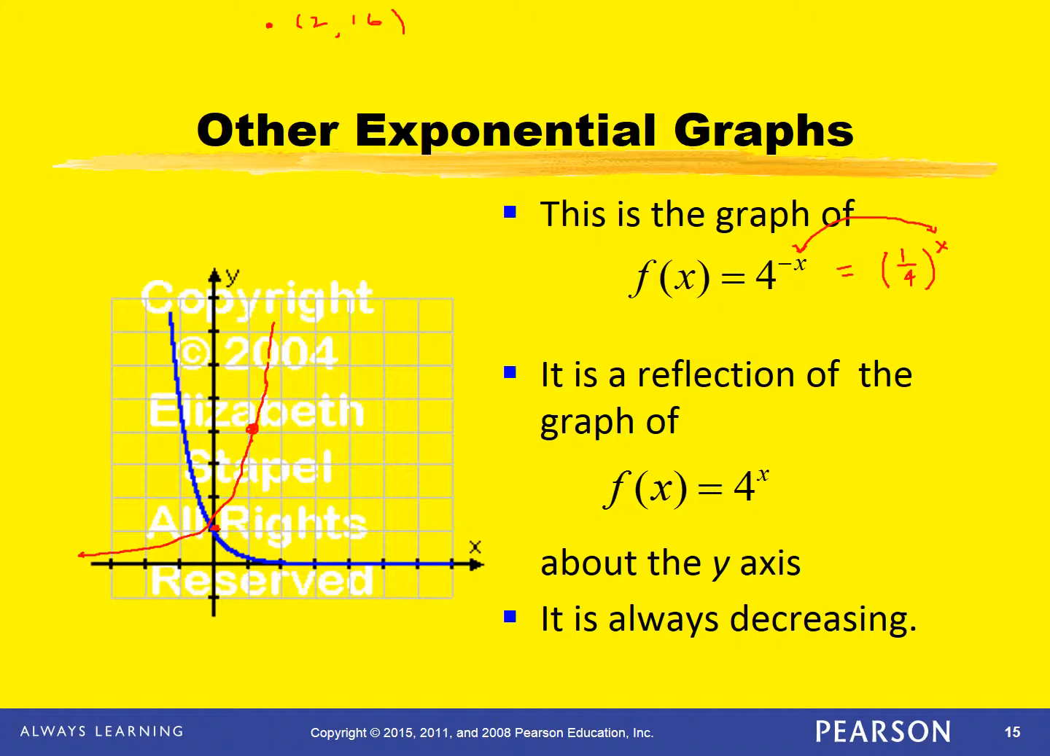And the blue graph is always decreasing. It's going downhill as we read from left to right. And as always, it passes through (0, 1), because when x is 0, y is 1. f of 0 is 4 to the negative 0, which is 4 to the 0, which is 1. So the point (0, 1) has to be on the graph.